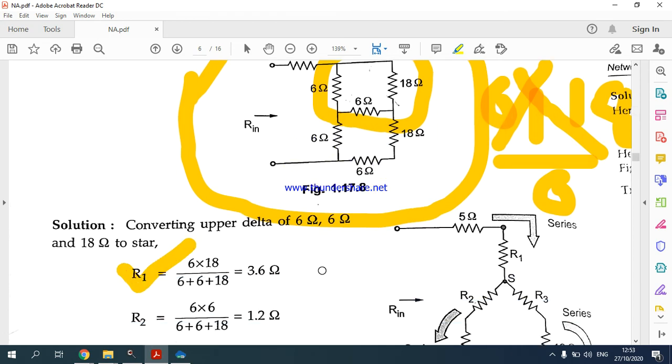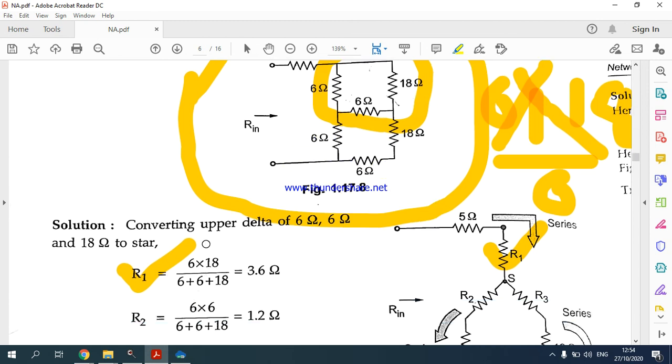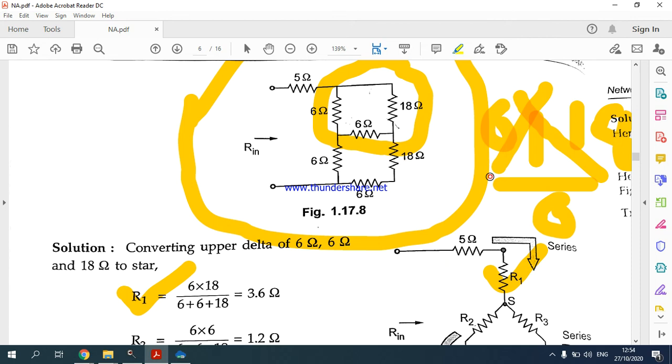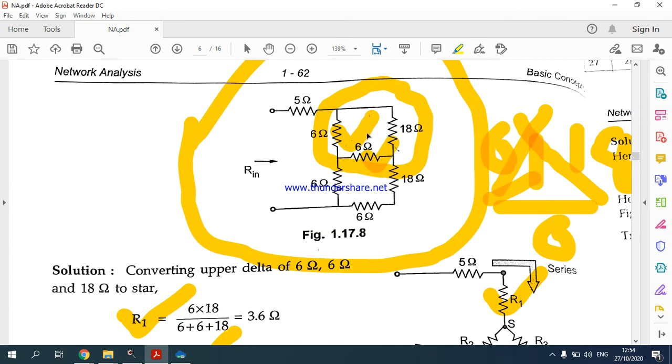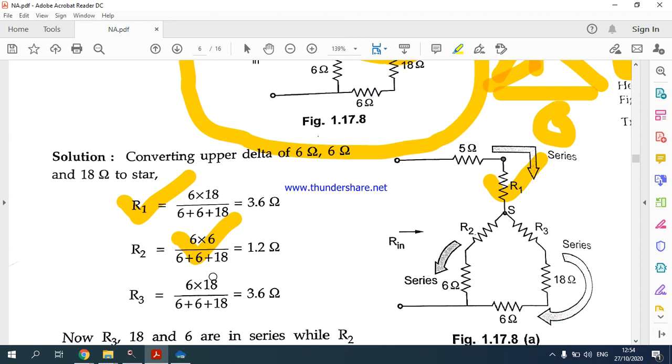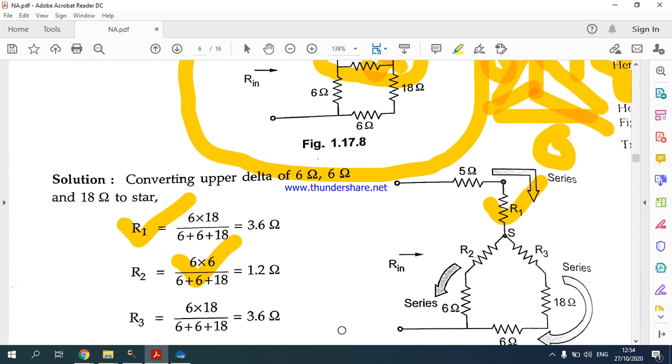Find out that resistance, which is nothing but this R1. R1 is in between this 6 and 18: 6 into 18 divided by the sum of these three resistors. Next I will consider another resistance, in between this 6 and this 6. Multiply 6 and 6, divided by the sum of all these three. Next, find out another resistor, in between 6 and 18: 6 into 18 divided by the sum of these three.